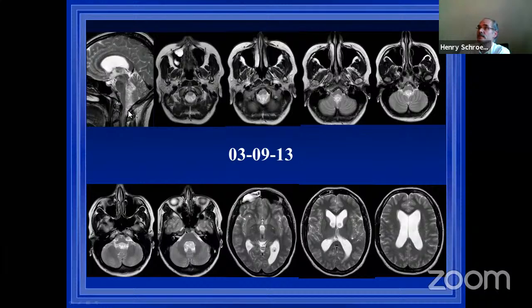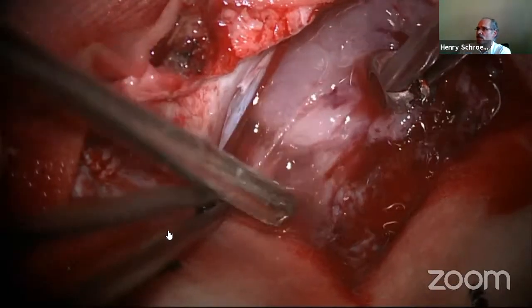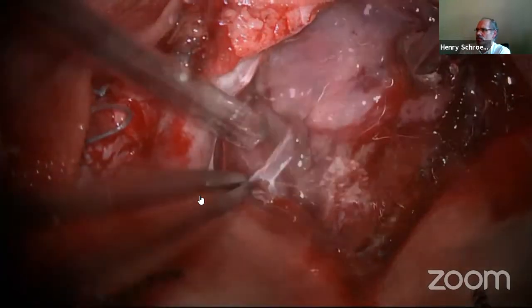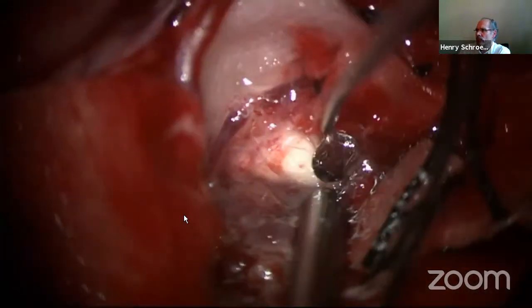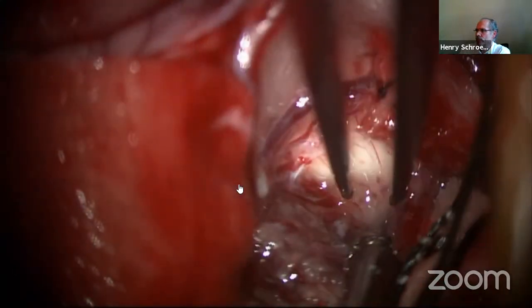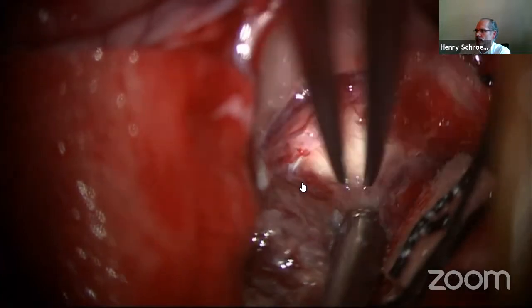You see here the tumor extension. You see also tumor extension here in the foramen Luschka on the right side. Here on this side, you see it here. And again, the tumor was very sticky to the brainstem. And we used suction irrigation technique to find the plane. Here again is the plane between the brainstem and the tumor.